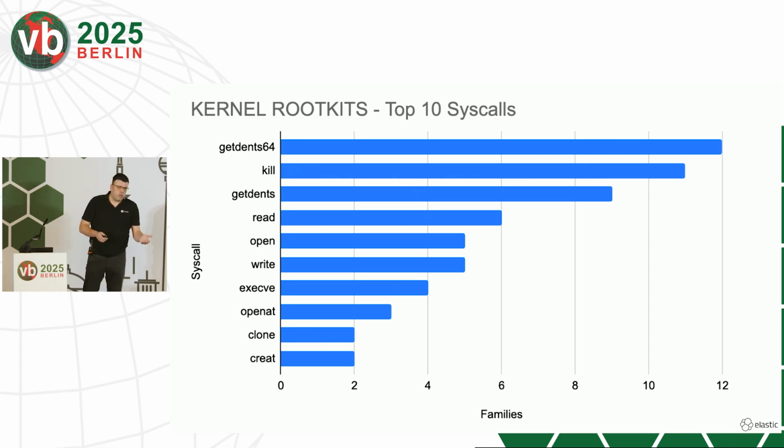Now, if we take a look at the top 10 kernel rootkits, top 10 most hooked syscalls, we see getdents64 and kill at the top, which makes perfect sense. Those are the syscalls that you need for hiding yourself, and kill is often, but not always, used as a communication channel between user space and the kernel.